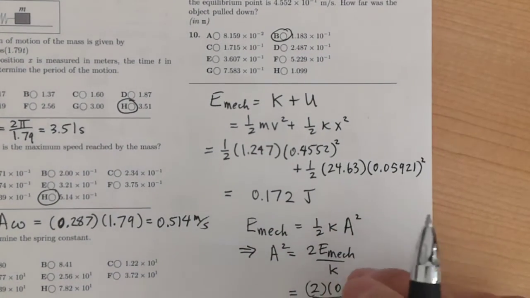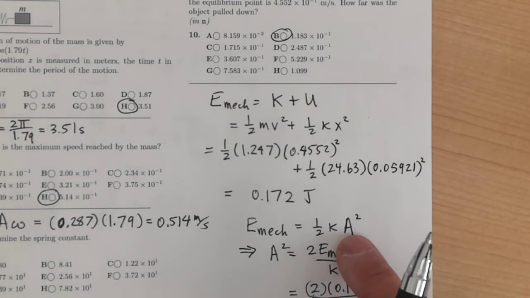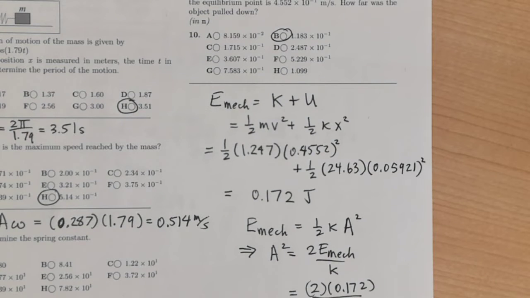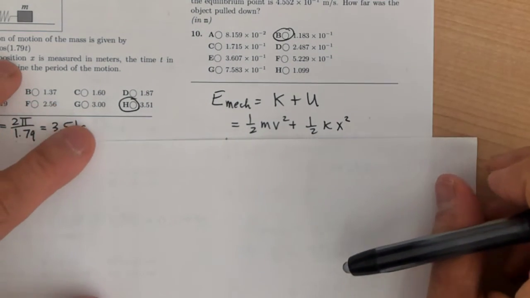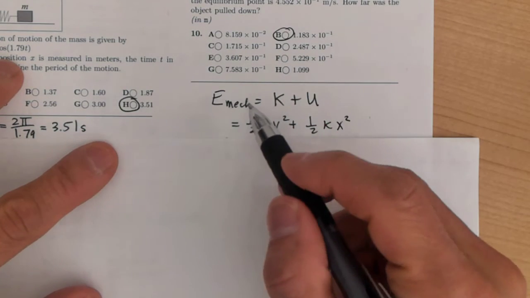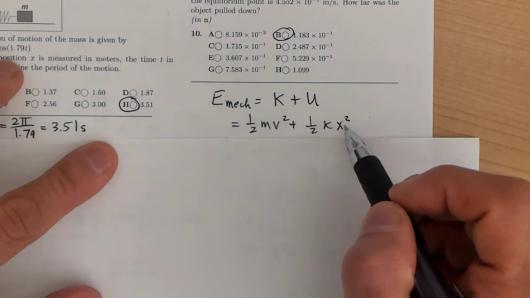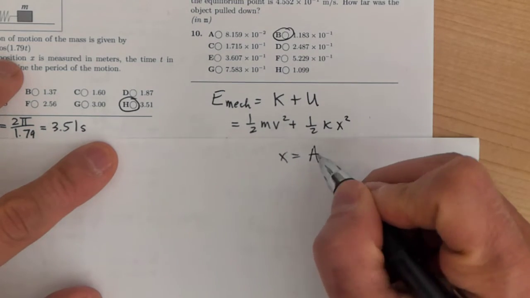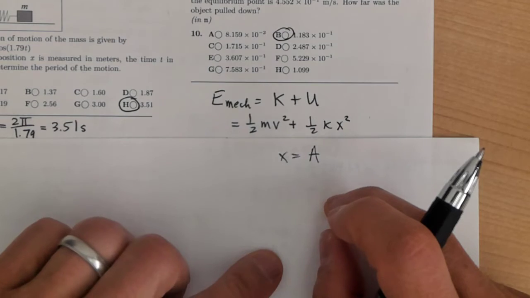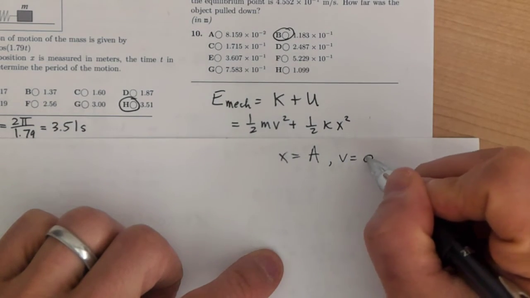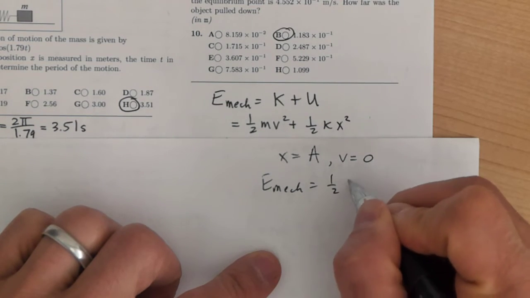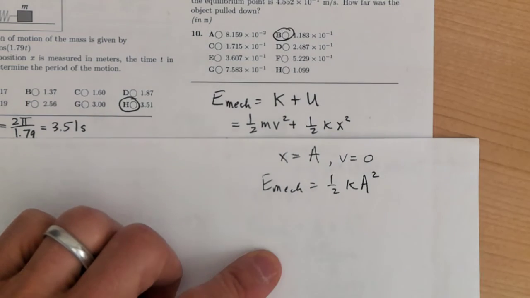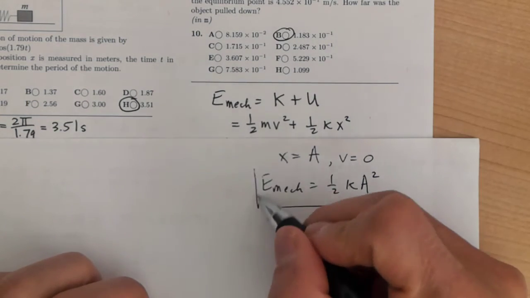Now, the mechanical energy is also equal to 1/2 k times the amplitude squared. This is not directly given in your equation sheet, but it's a useful formula. The reason I believe it's not in your equation sheet is you should be able to figure it out very simply from the mechanical energy being 1/2 mv squared plus 1/2 kx squared. When x is equal to the amplitude, when it's stretched at the maximum point, the velocity is equal to 0. As a result, at that point the mechanical energy is only in the potential energy, and that's 1/2 k a squared. So this is actually a very useful formula.